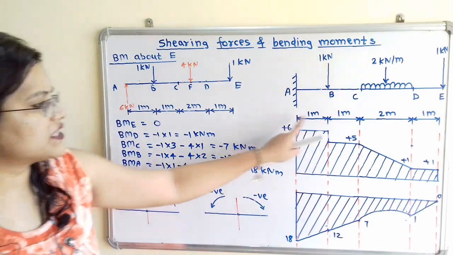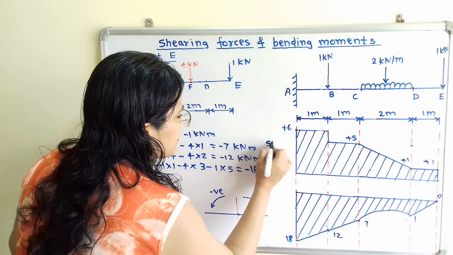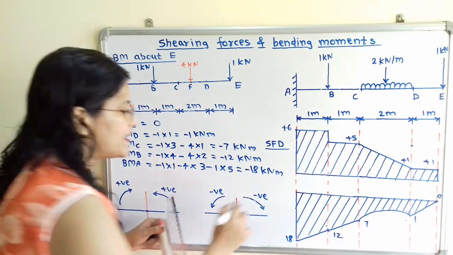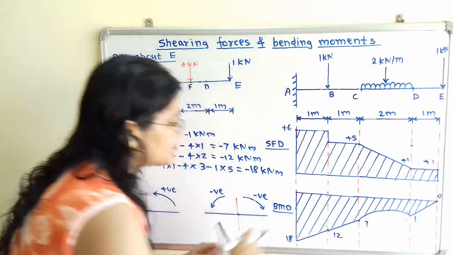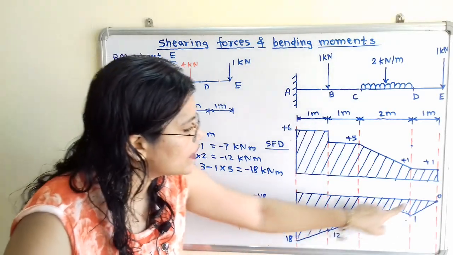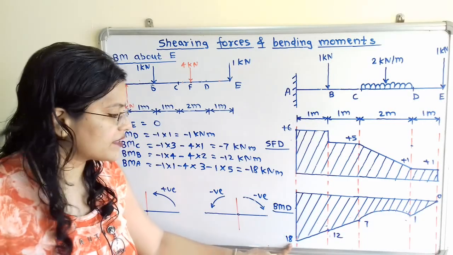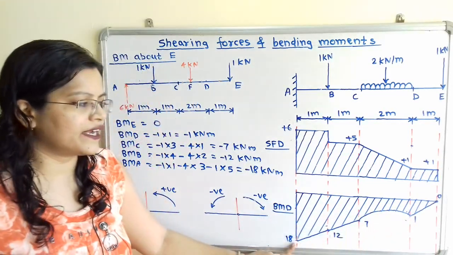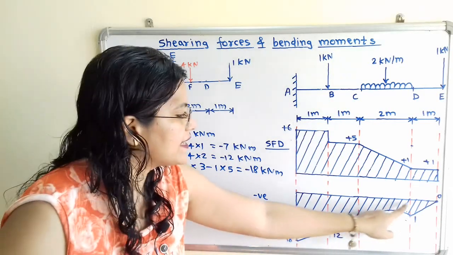Now we have to mention here for this diagram, this is the shear force diagram. So we will show here SFD. And this diagram is the bending moment diagram. So we will mention here BMD. Now if we observe all the values, because of the negative sign, we have plotted in the downward direction from this baseline. So it is not necessary to show this sign. We will only write 1, 7, 12 and 18 because the direction is downward, and we have to highlight the area.